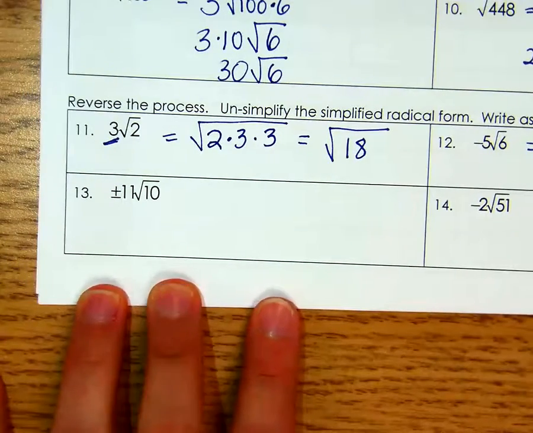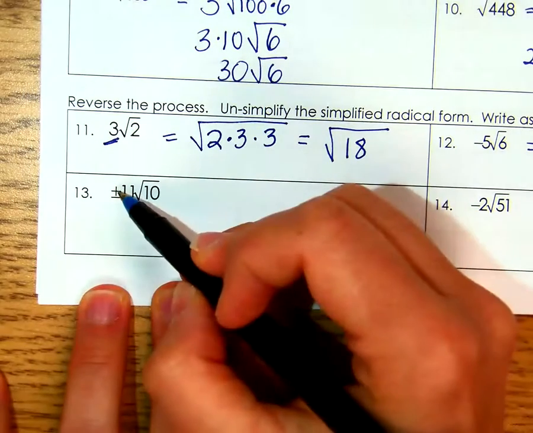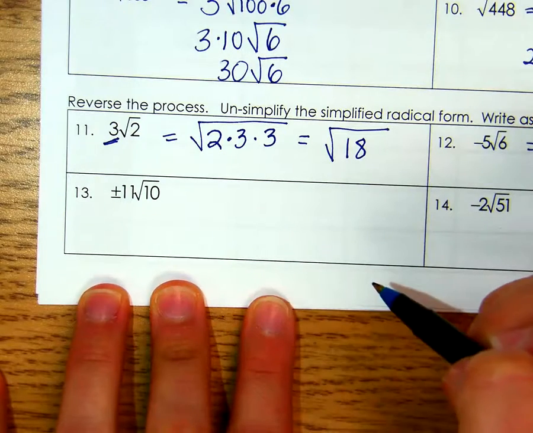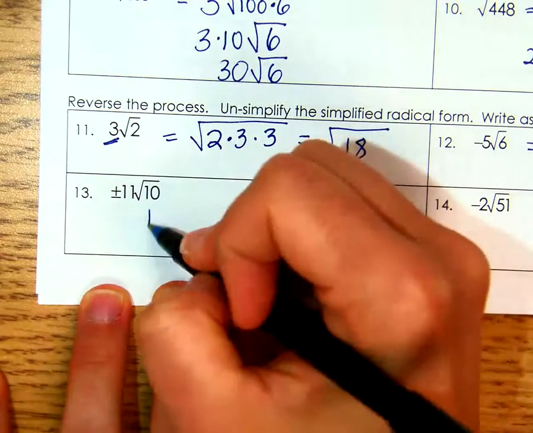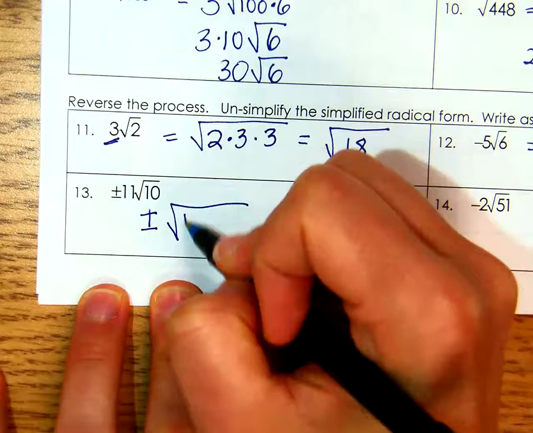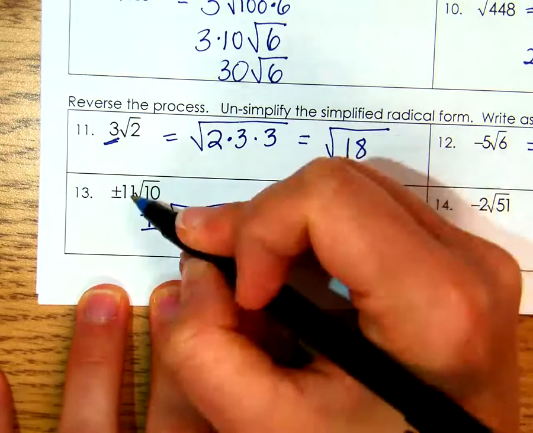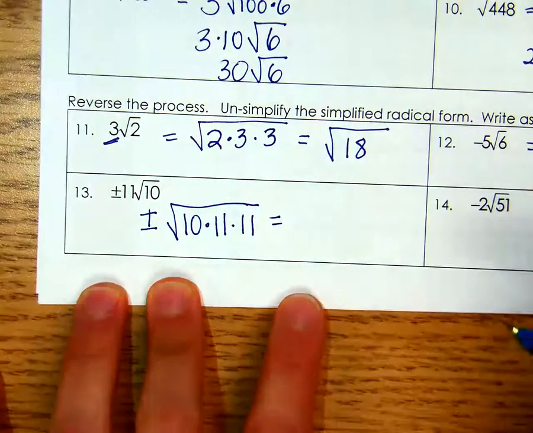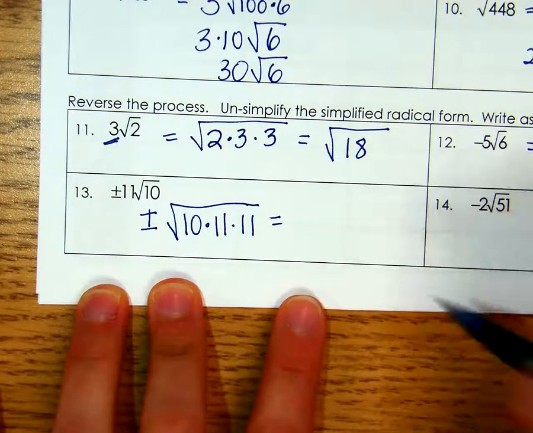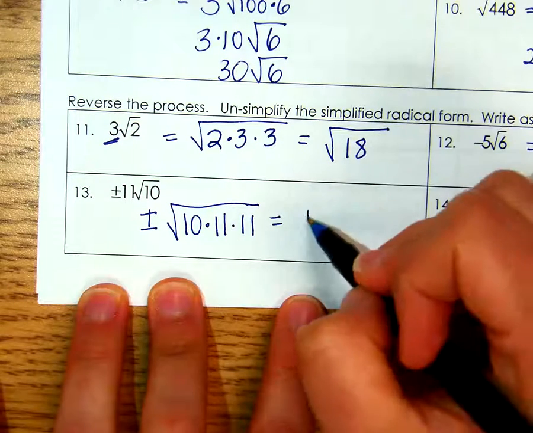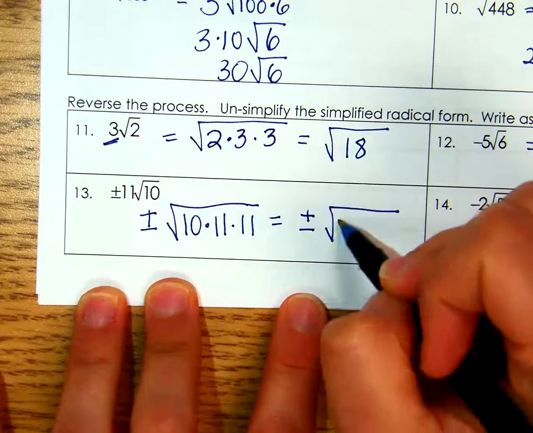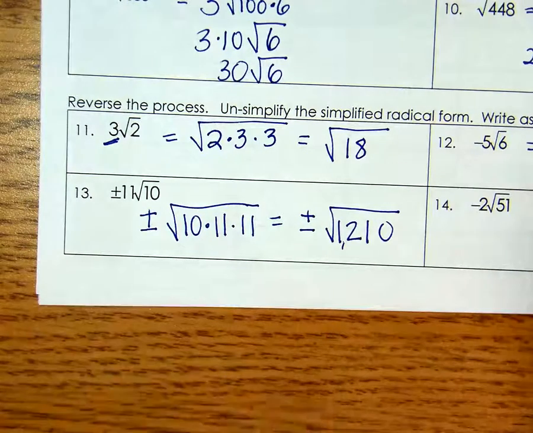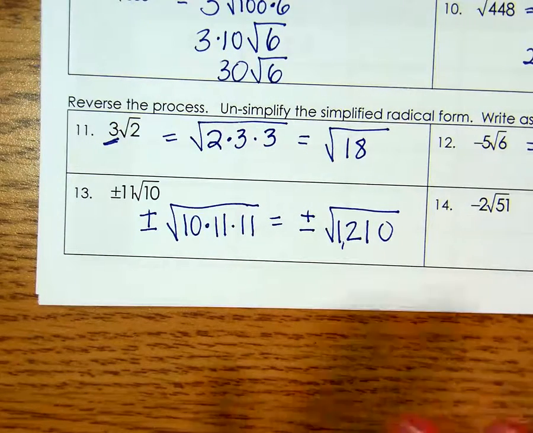In number 13, I have the positive and negative square root values, so I want both positive and negative answers. So that's going to remain on the outside. Square root of 10 remains. And then for each factor of 11 on the outside, I have to put the 11 back in. So I know 11 times 11 is 121, and then multiply that by 10. I have 1,210.